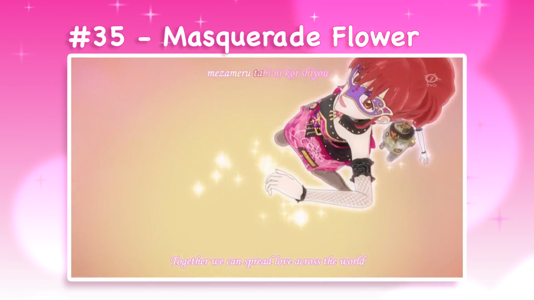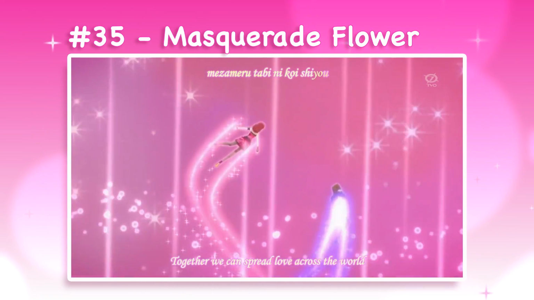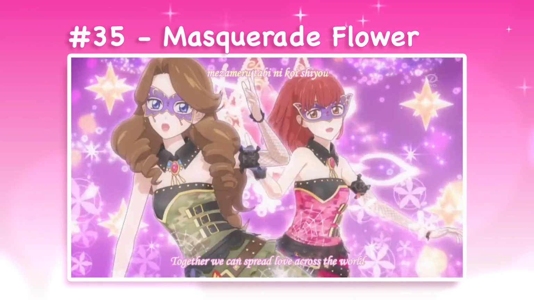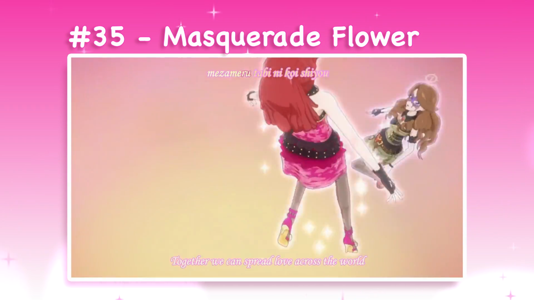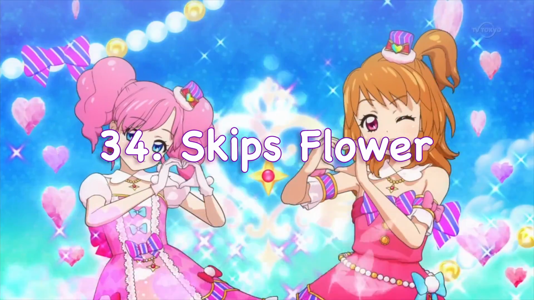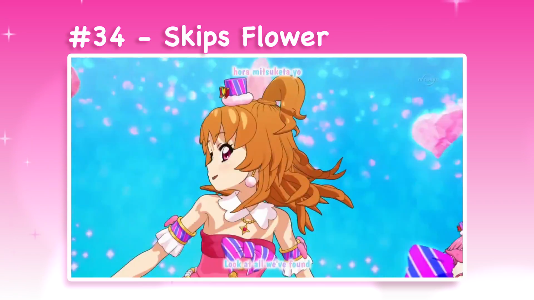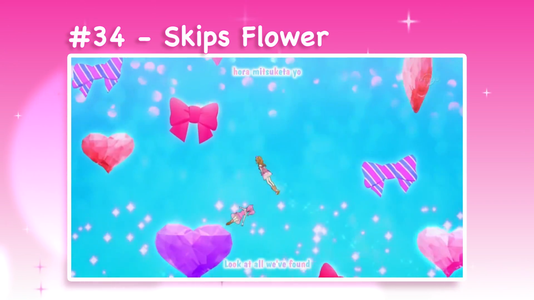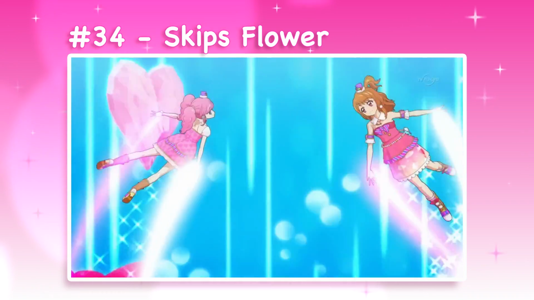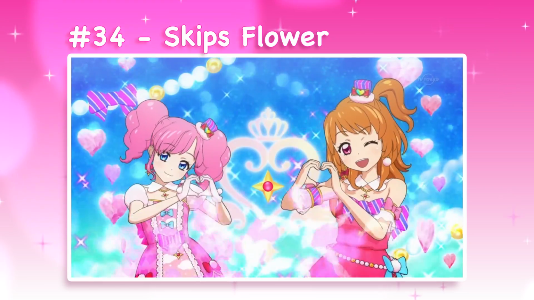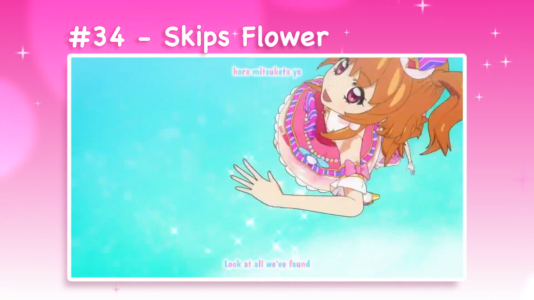35. Masquerade Flower. Masquerade Flower is very similar, but the speed has increased. That's really all it takes to feel more dynamic and interesting. 34. Skips Flower. Skips Flower varies its speed a little, so it feels less intense, but I do like the background props more on this one. The blue and pink they chose have a pleasing contrast.